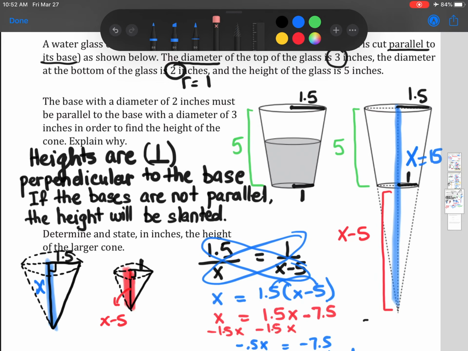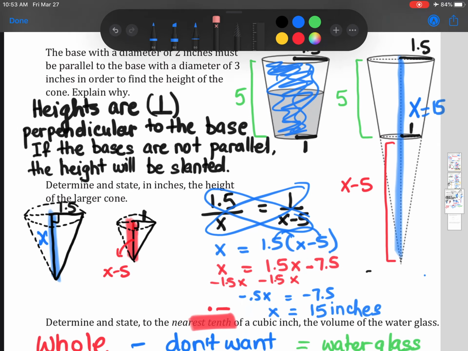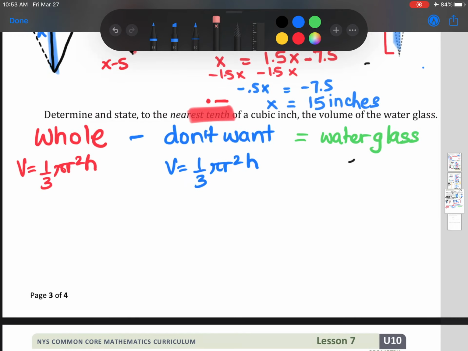So I want to find the volume of this whole thing, this whole thing, this whole thing, right? So if I find the volume of this bigger cone and subtract the volume of the smaller cone, would I not be left with just the volume of the glass, right? So that's what we're going to do. That's why I write the whole cone minus the small cone is equal to the water glass. And since they are cones, I copied the cone formulas, and all I'm going to do is substitute in.